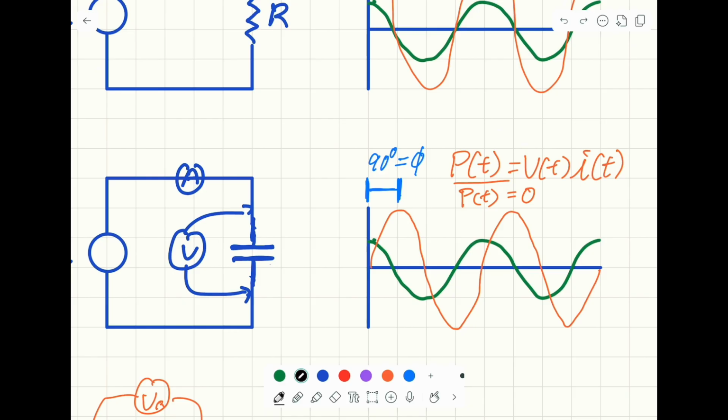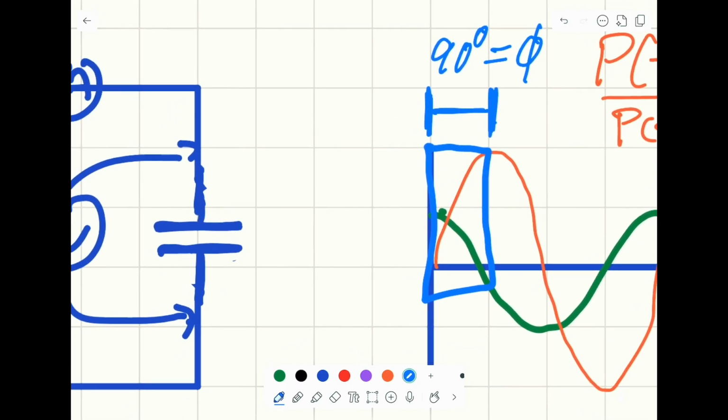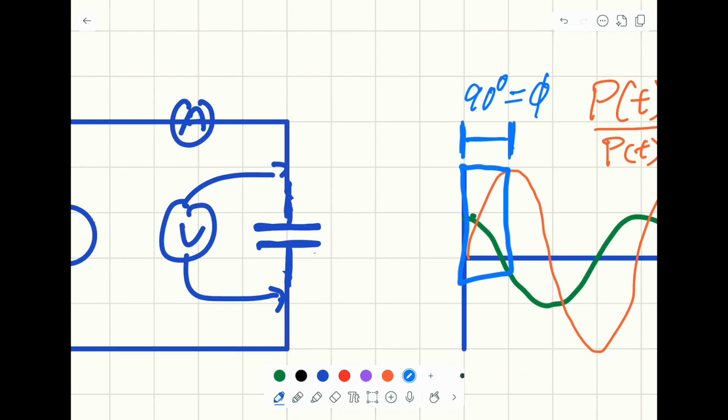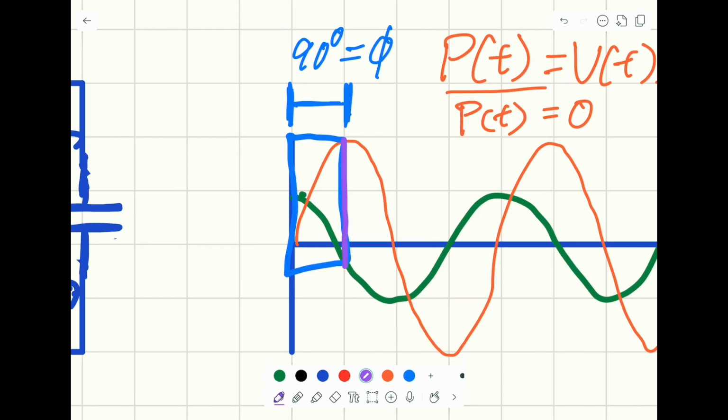Now we can look at the curve. Within this period here, from here to here, both the voltage and the current are positive. So the power on the capacitor is positive. From here to here, the voltage is positive, but the current is negative. So there's a negative power on the capacitor, which means the capacitor is releasing its energy back to the circuit.